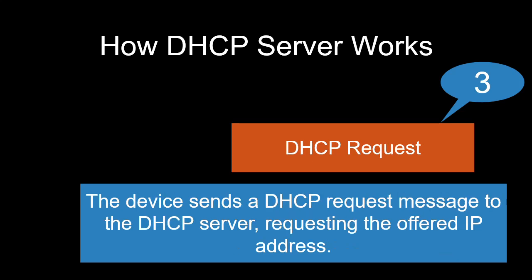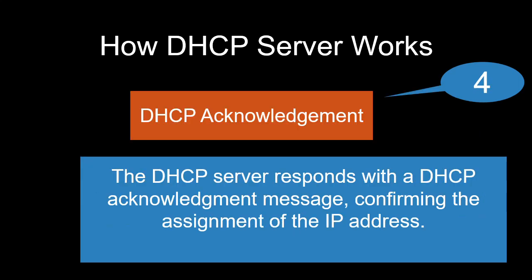And then three, DHCP request. The device sends a DHCP request message to the DHCP server requesting the offered IP address. And then the last stage is what we call DHCP acknowledgement, where the server responds with a DHCP acknowledgement message confirming that the IP address has been assigned to the device that has requested.